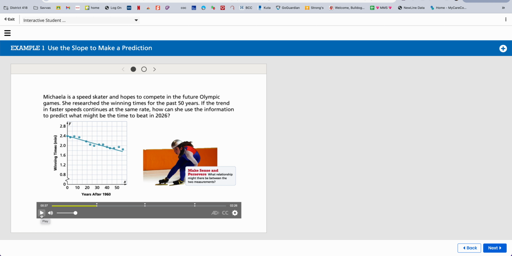And we gotta figure out if she wants to predict, like if I want to be an Olympian in 15 years from now, or 10 years from now, what speed do I need to be working for? Because if I'm just gonna match the speeds of today, people are getting faster. And I gotta be faster than they are.